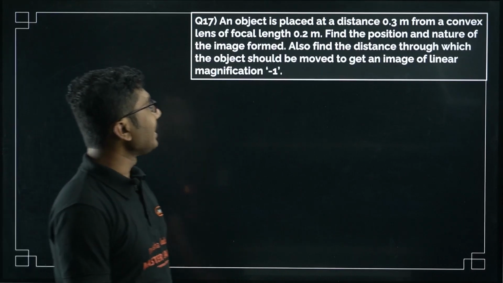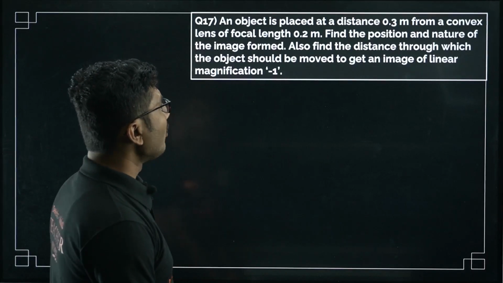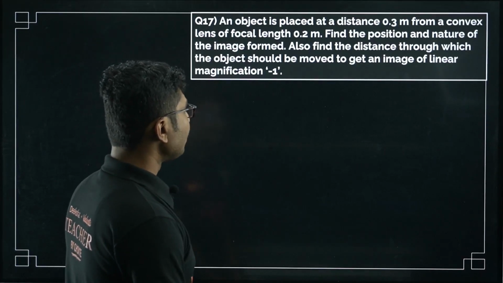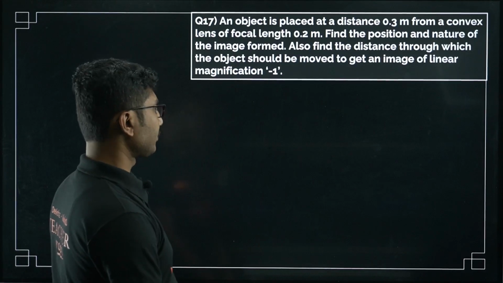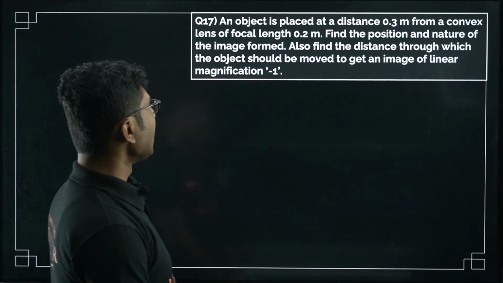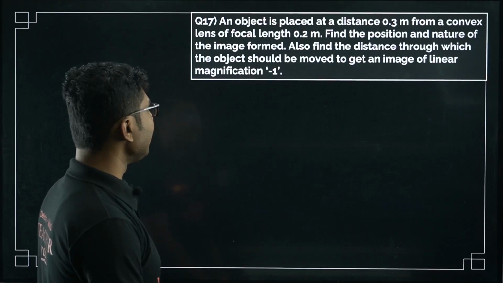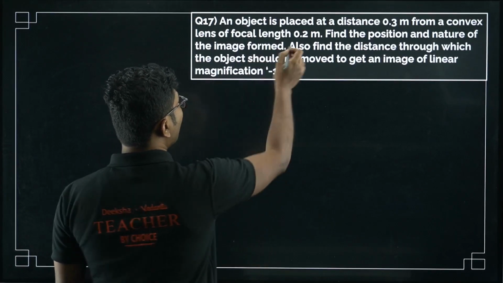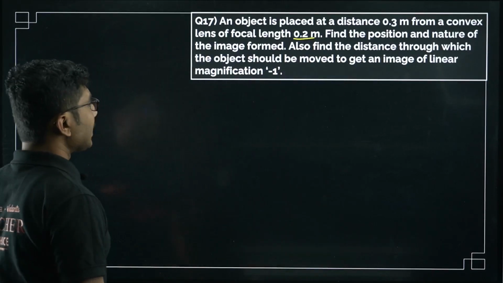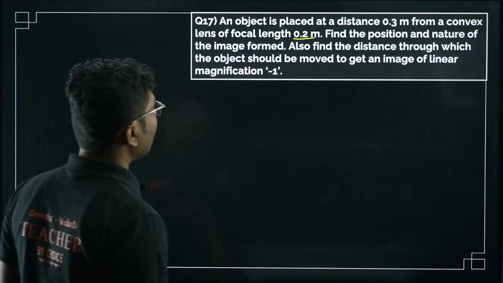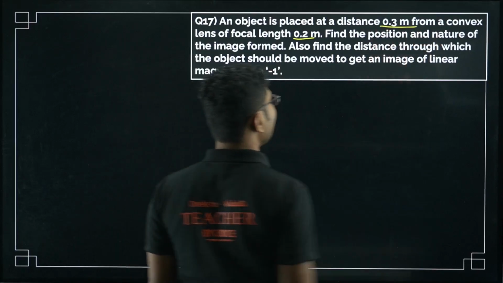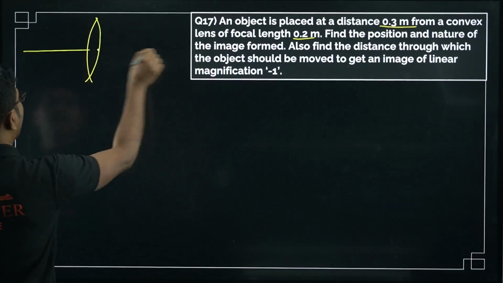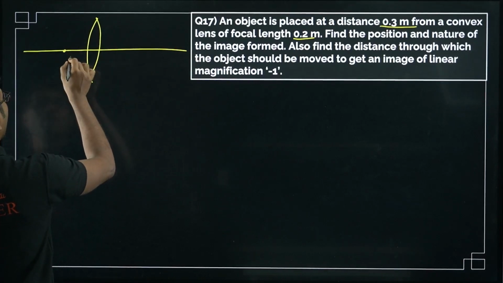An object is placed at a distance 0.3 meter from a convex lens of focal length 0.2 meter. Find the position and nature of the image formed. Also find the distance through which the object should be moved to get an image of linear magnification minus 1. Convex lens, focal length 0.2 meter, position and nature of the image formed when the object is placed at a distance 0.3 meter. Okay, so we have a convex lens, focal length 0.2 meter.